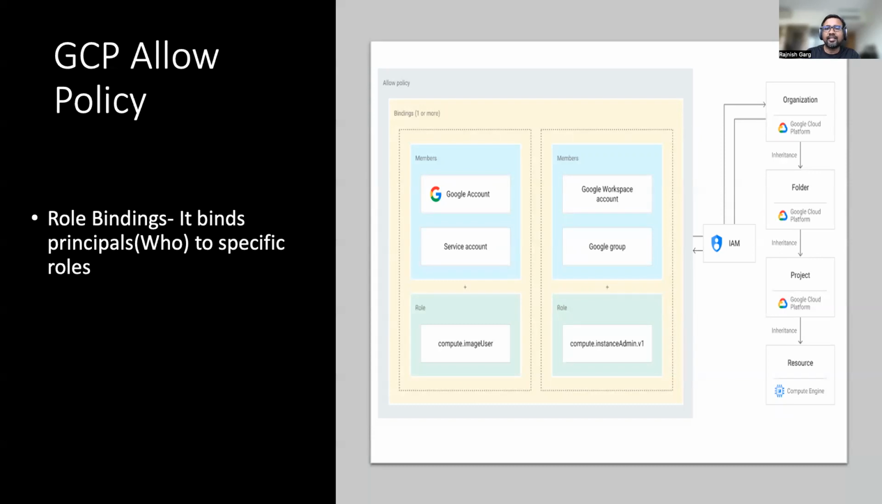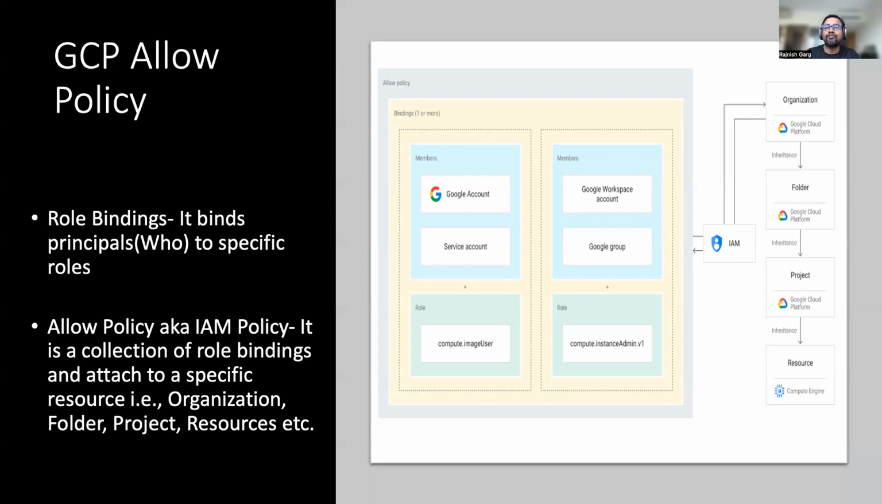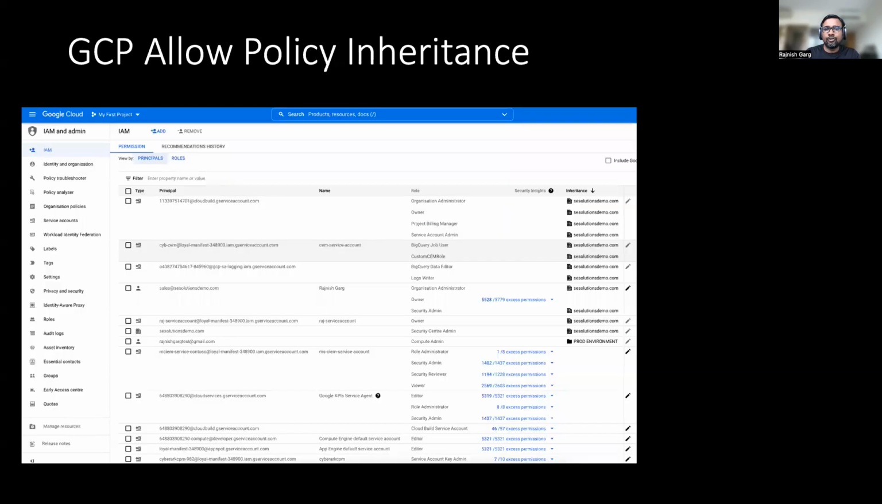Allow policy is nothing but a collection of role bindings, and it can be attached to your resource hierarchy, what we just talked about. Again, you can assign this IAM allow policy at the organization level, folder level, project level, or at the specific resource. So let's see how this allow policy inheritance is going to look.